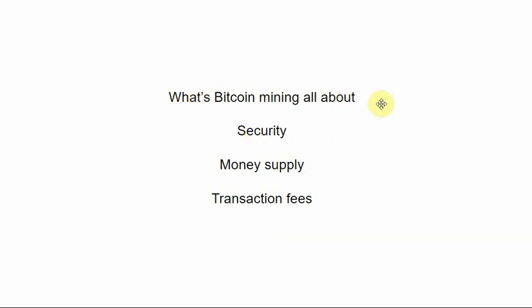Bitcoin mining, I'm just going to mention this because you'll hear about it all the time. It's just about the security, the money supply and transaction fees. There's a significantly large computer network that's required to make this thing work, and to keep it decentralized and safe and make it all work, you have a process called mining, which again, if you've got specific questions, I can answer for you.